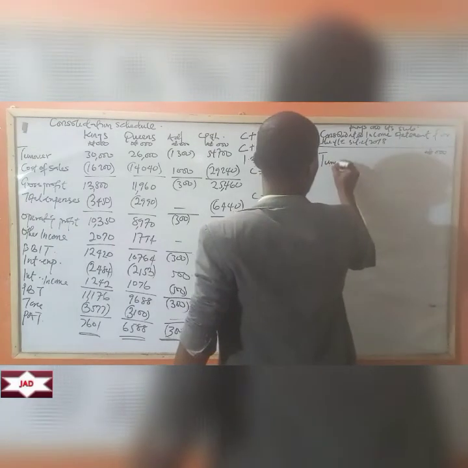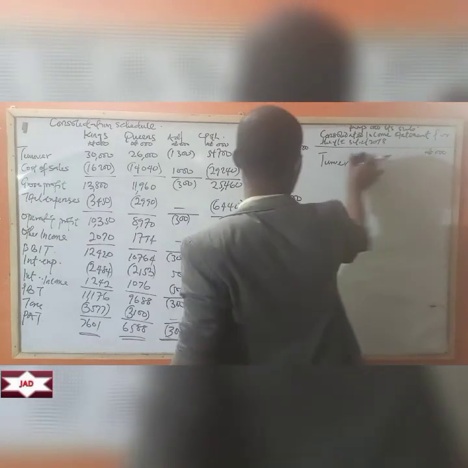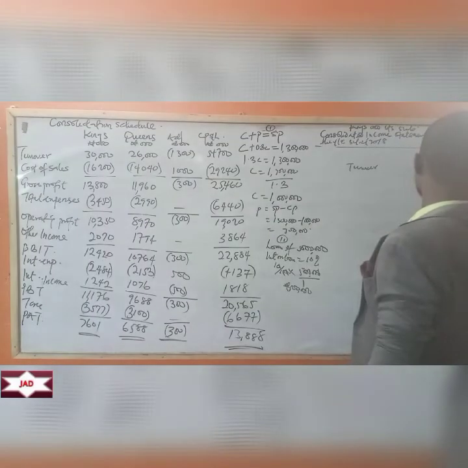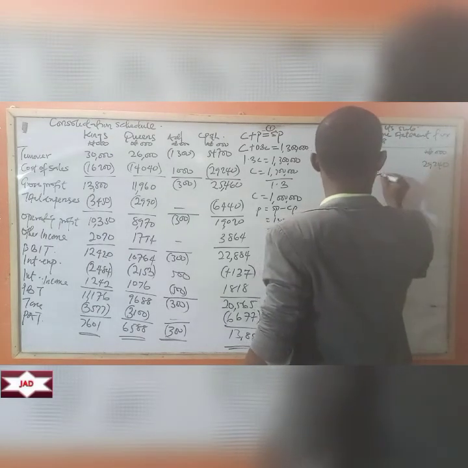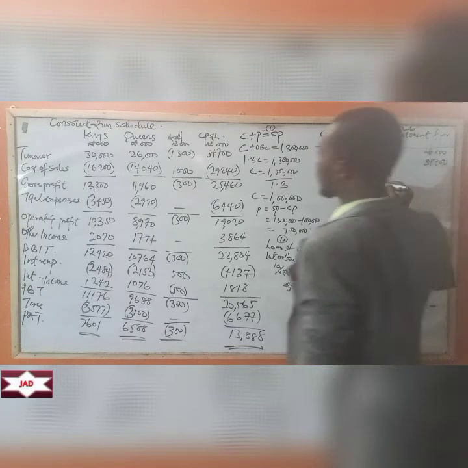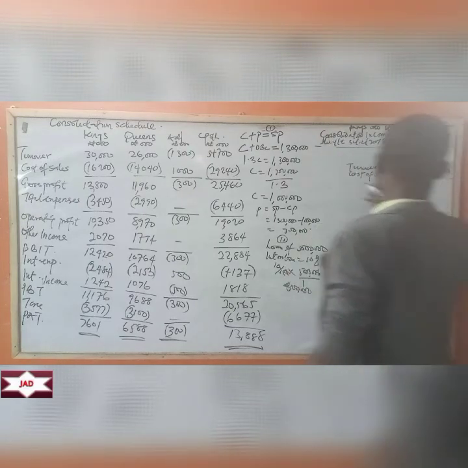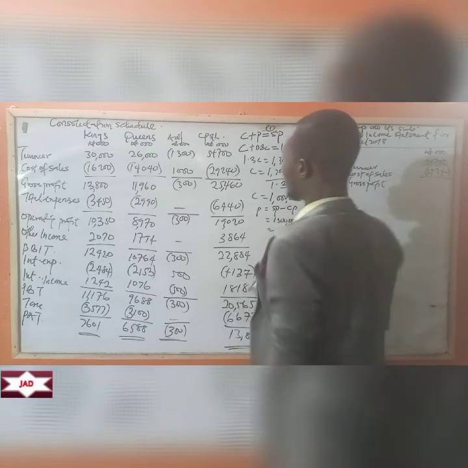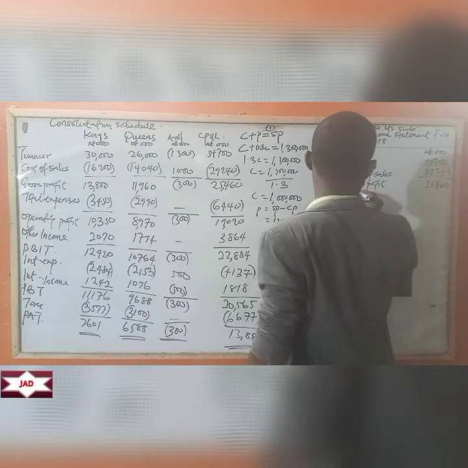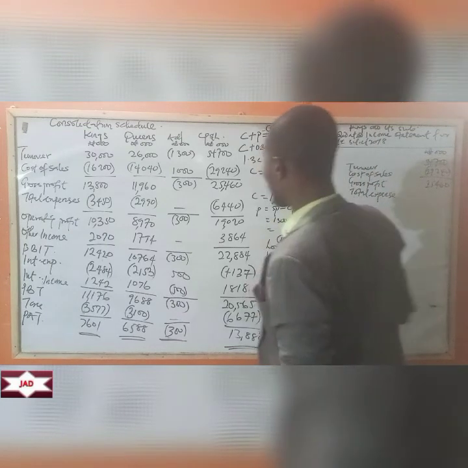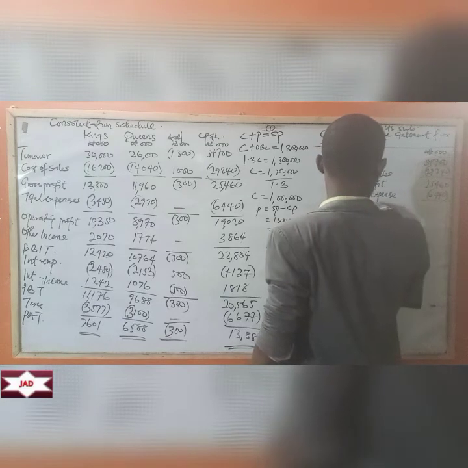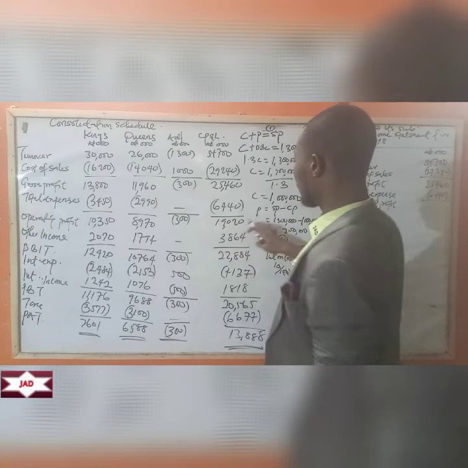Okay, so what is our turnover? Turnover is 54,700. Cost of sales is 29,240. This is our gross profit, 25,460. Total expense is 6,440. So operating profit here is 19,020.